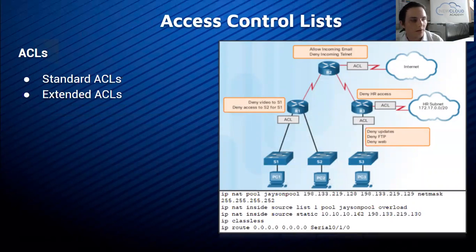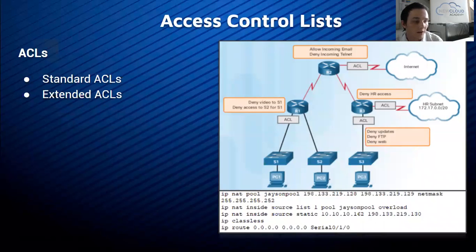ACLs, access control lists. These limit user access on a network. With an ACL, we can deny any user from accessing any website. We could allow students to access sites such as Google and YouTube, but deny them from accessing Facebook and Instagram or 9gag, as Joshua mentioned earlier.